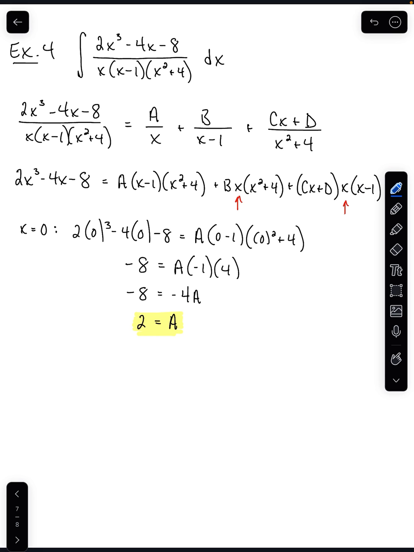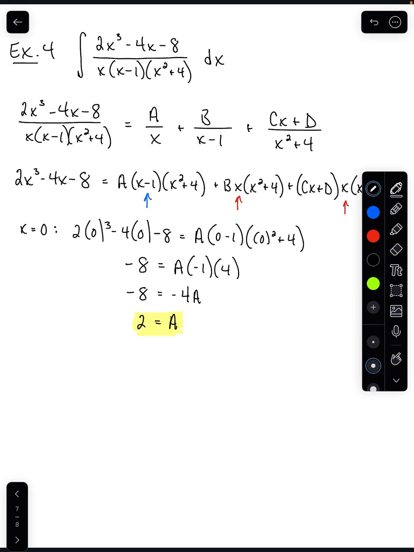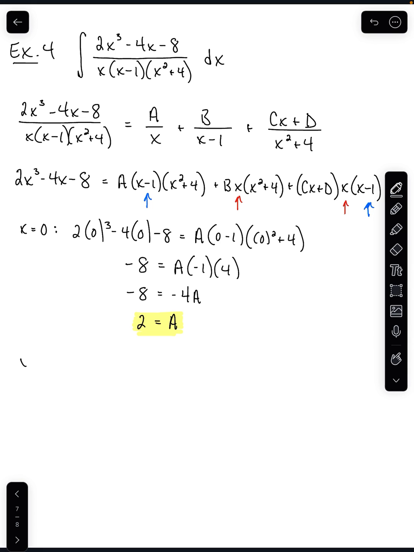In a similar fashion, if we allow x to equal 1, the x minus 1 factor in the first and third terms will make both of those drop out, thus leaving us with simply the middle one, and allow us therefore to solve for b. So again, with careful choices of x value, we can quickly and easily solve for at least some of these letters.